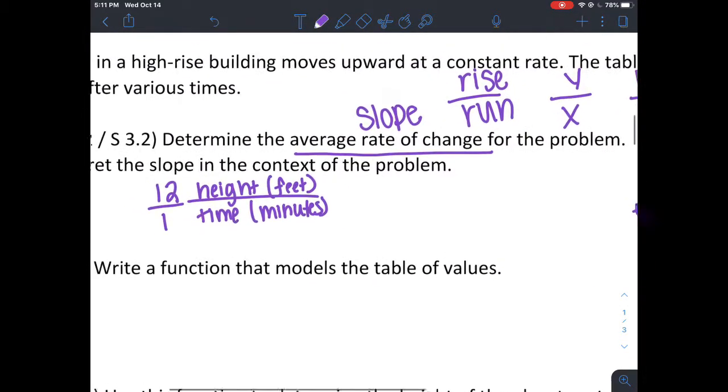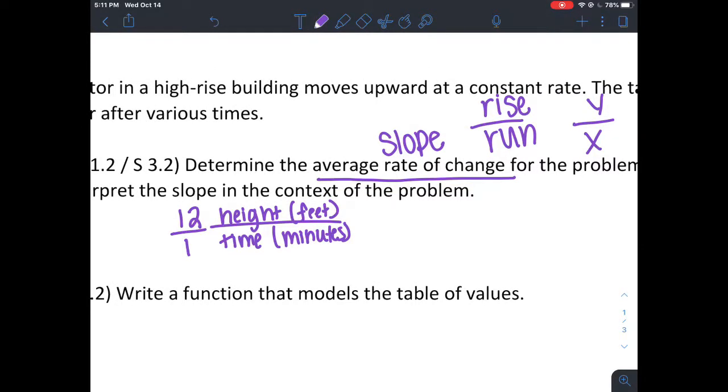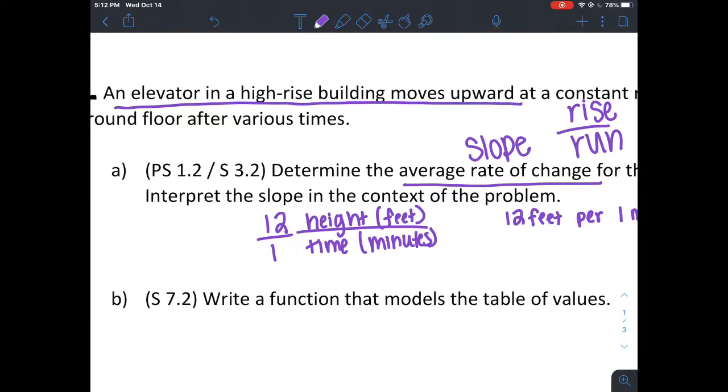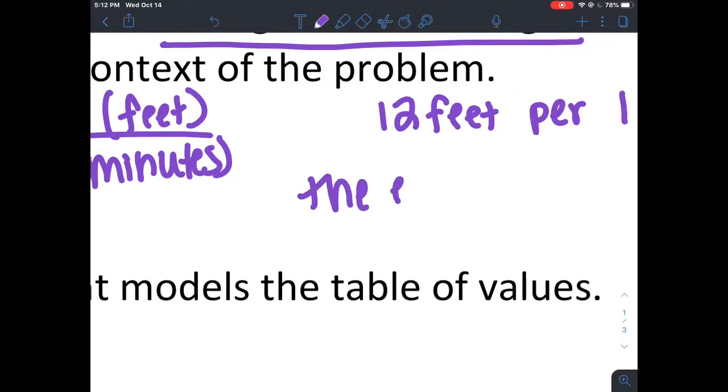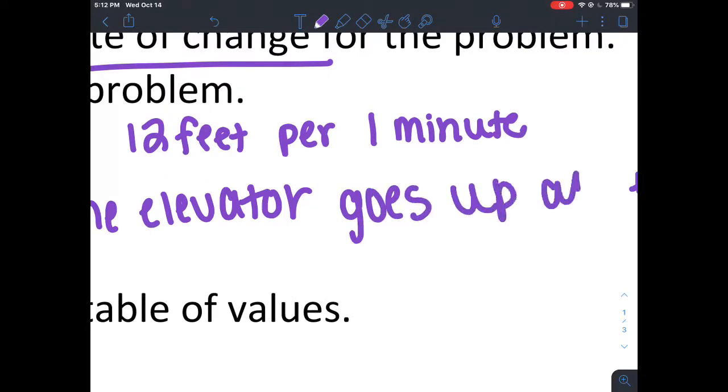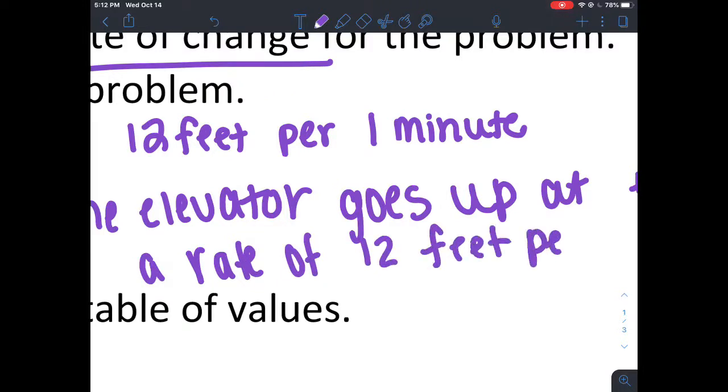So let's explain that in the context of the problem. We'll use that same kind of setup that I used in the first problem. So we'll go 12 feet per 1 minute. And then explaining it a little bit further in the context of the problem: what's 12 feet per 1 minute? What are we talking about? Remember, the elevator moves upward. Okay, so the elevator goes up at a rate of 12 feet per minute.